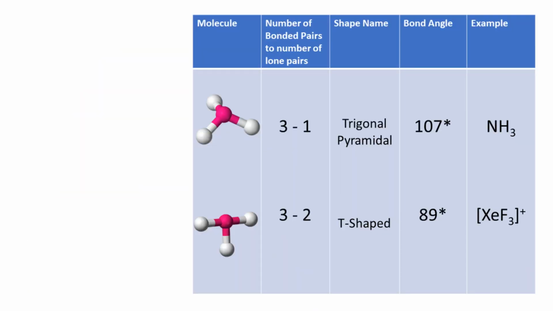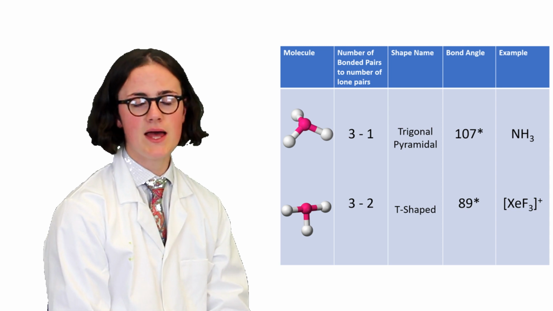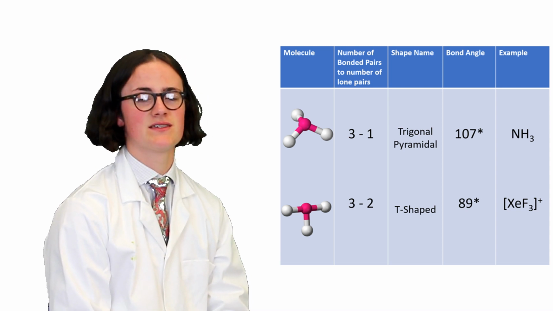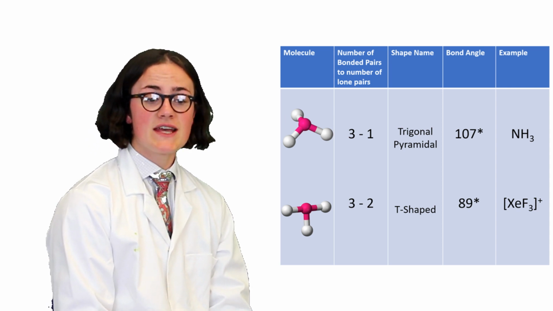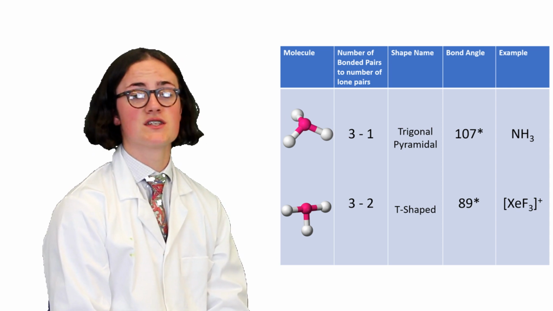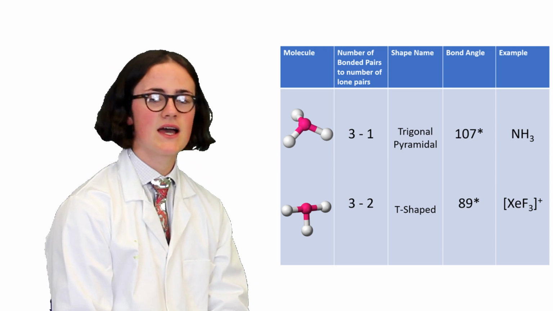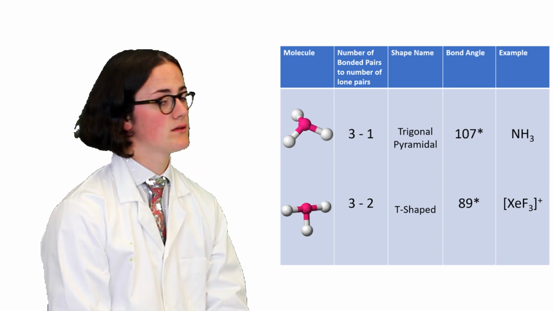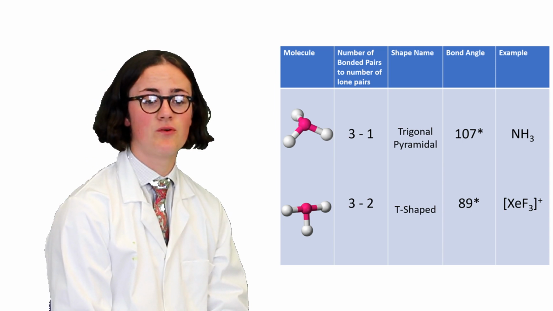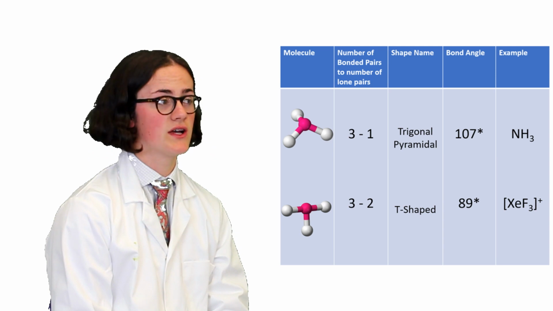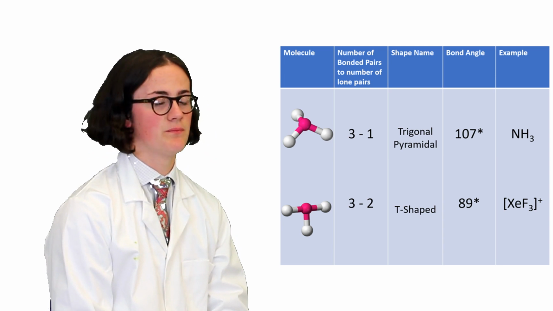Our next molecule, which comes up quite often in past papers or may come up in your exam, is the trigonal pyramidal molecule. This has 3 bonded pairs and 1 lone pair and has a bond angle of 107 degrees. A commonly occurring example is ammonia. Next we have the T-shaped molecule. This has 3 bonded pairs and 2 lone pairs and has a bond angle of 89 degrees, as we can see there. There aren't many examples of this. One example which has come up before is xenon trifluoride, which is an ion.